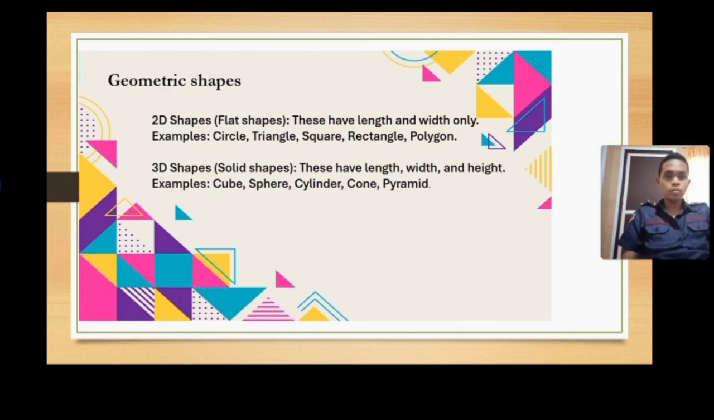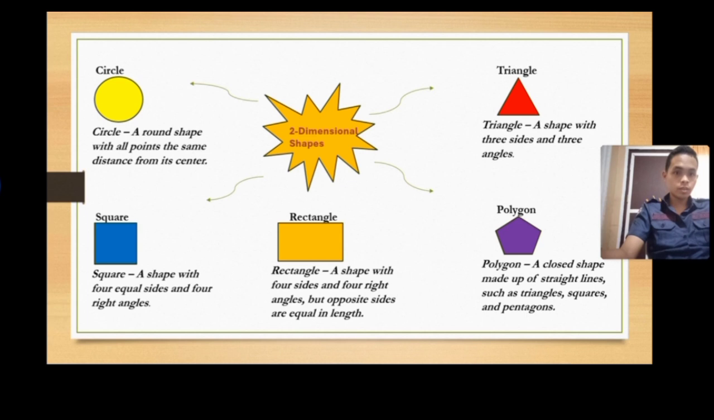So these are the two types of geometric shapes. We have 2D shapes and 3D shapes, or two-dimensional and three-dimensional. The 2D, two-dimensional shapes have length and width only, just like a rectangle. And 3D, or three-dimensional shapes, have length, width, and height. A triangle is a shape with three sides and three angles, and a polygon is a closed shape made up of straight lines, such as a triangle, square, and pentagon.